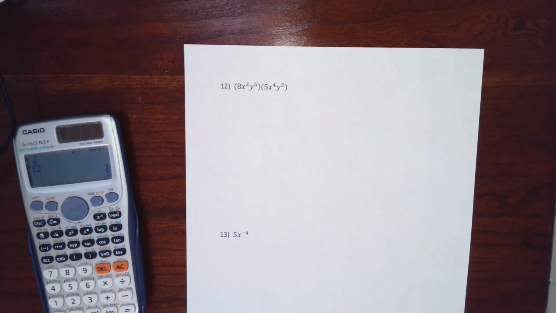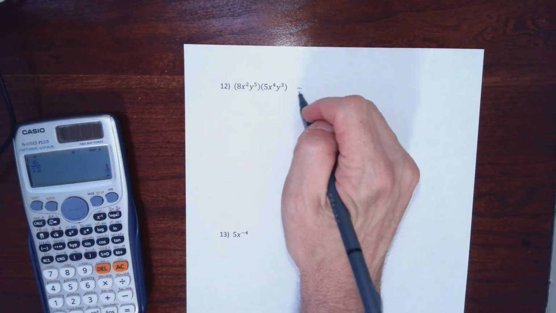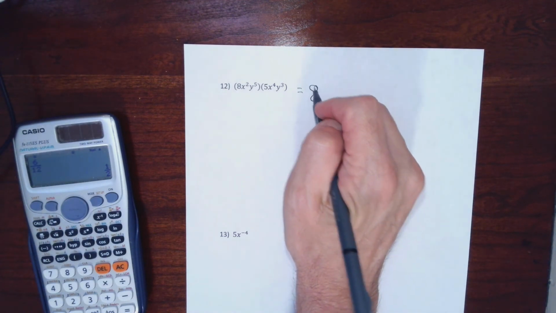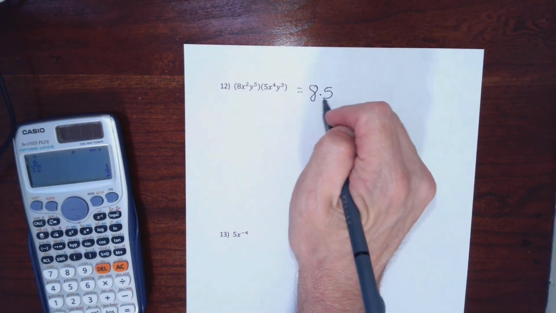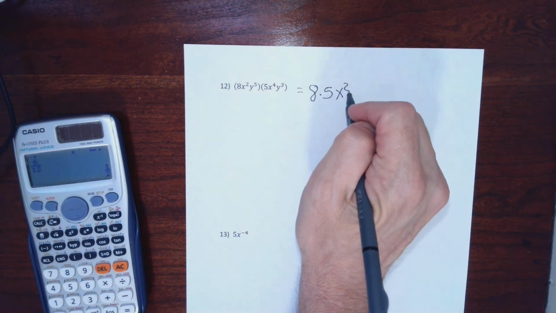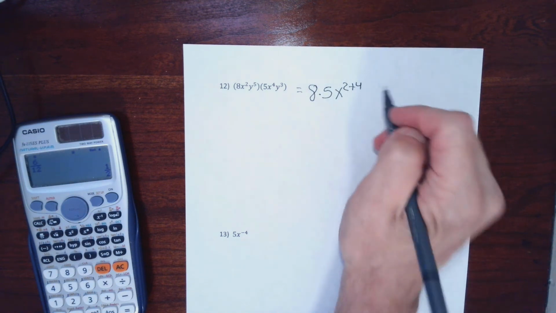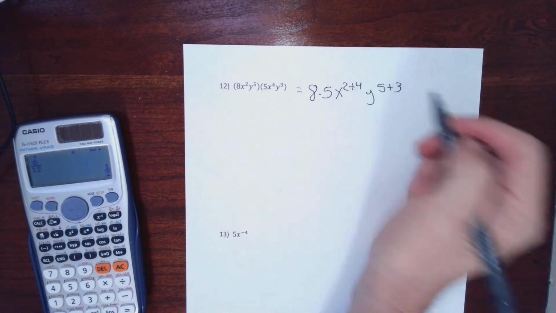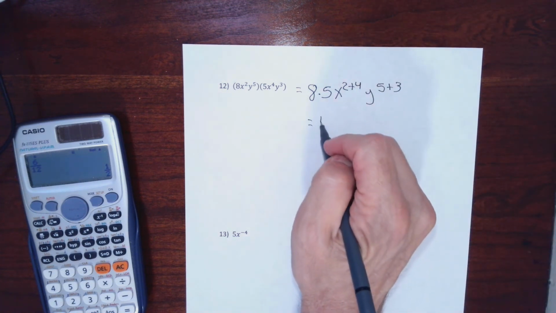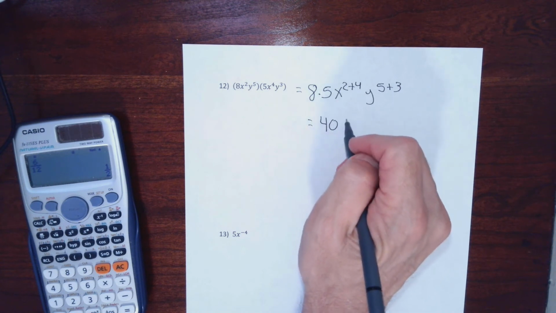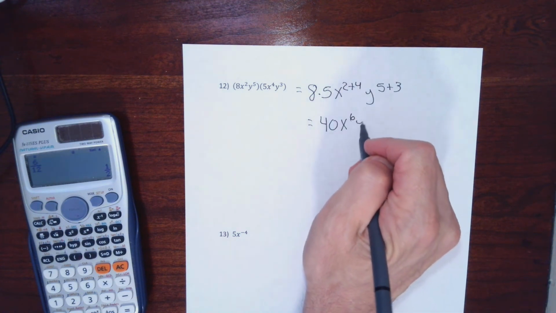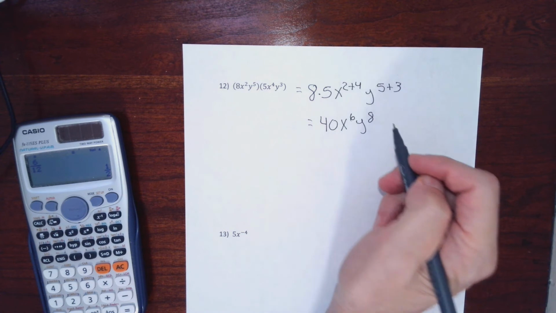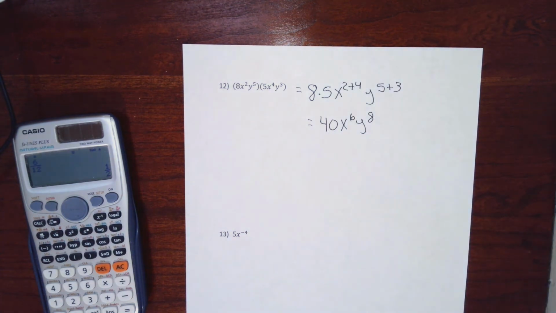12 is just multiplying the coefficients and adding the exponents on the variables. So to do 12, I'm going to multiply the 8 and the 5. I'm going to add the exponents of 2 and 4 on the x, and I'm going to add the exponents of 5 and 3 on the y. This is another problem where if you looked at my answer key, I probably wouldn't have anything written down but the answer. But the answer is 40x to the 6th y to the 8th.